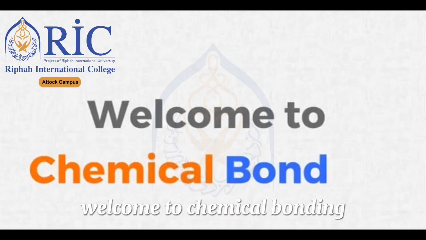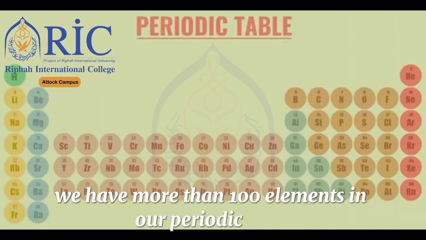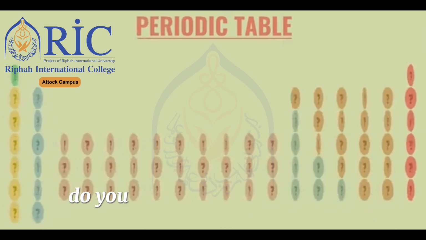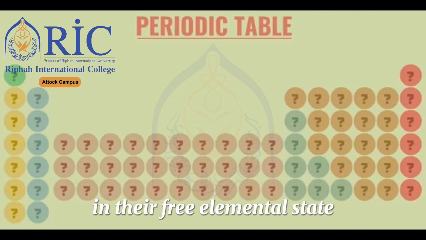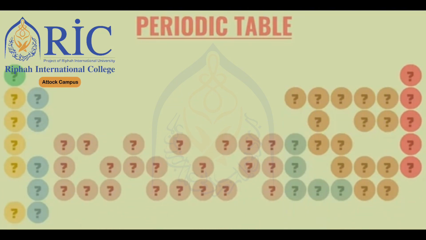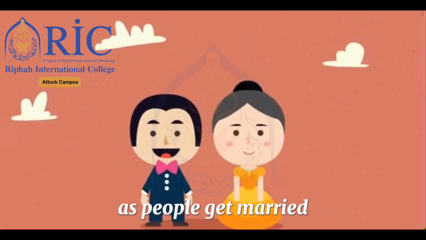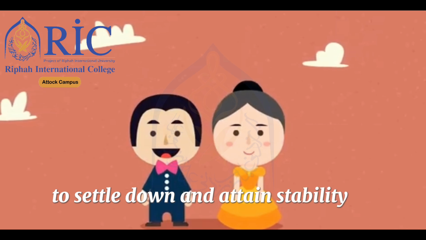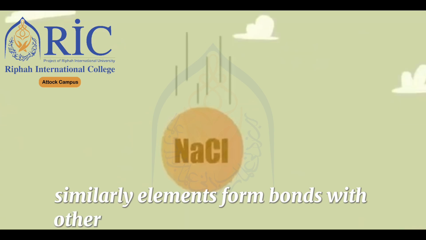Welcome to chemical bonding. We have more than 100 elements in our periodic table. Do you know how many of these elements are found in nature in their free elemental state? Very few. Elements combine with each other to form molecules or compounds. As people get married to settle down and attain stability in their life, similarly, elements form bonds with other elements to create compounds in order to attain stability.